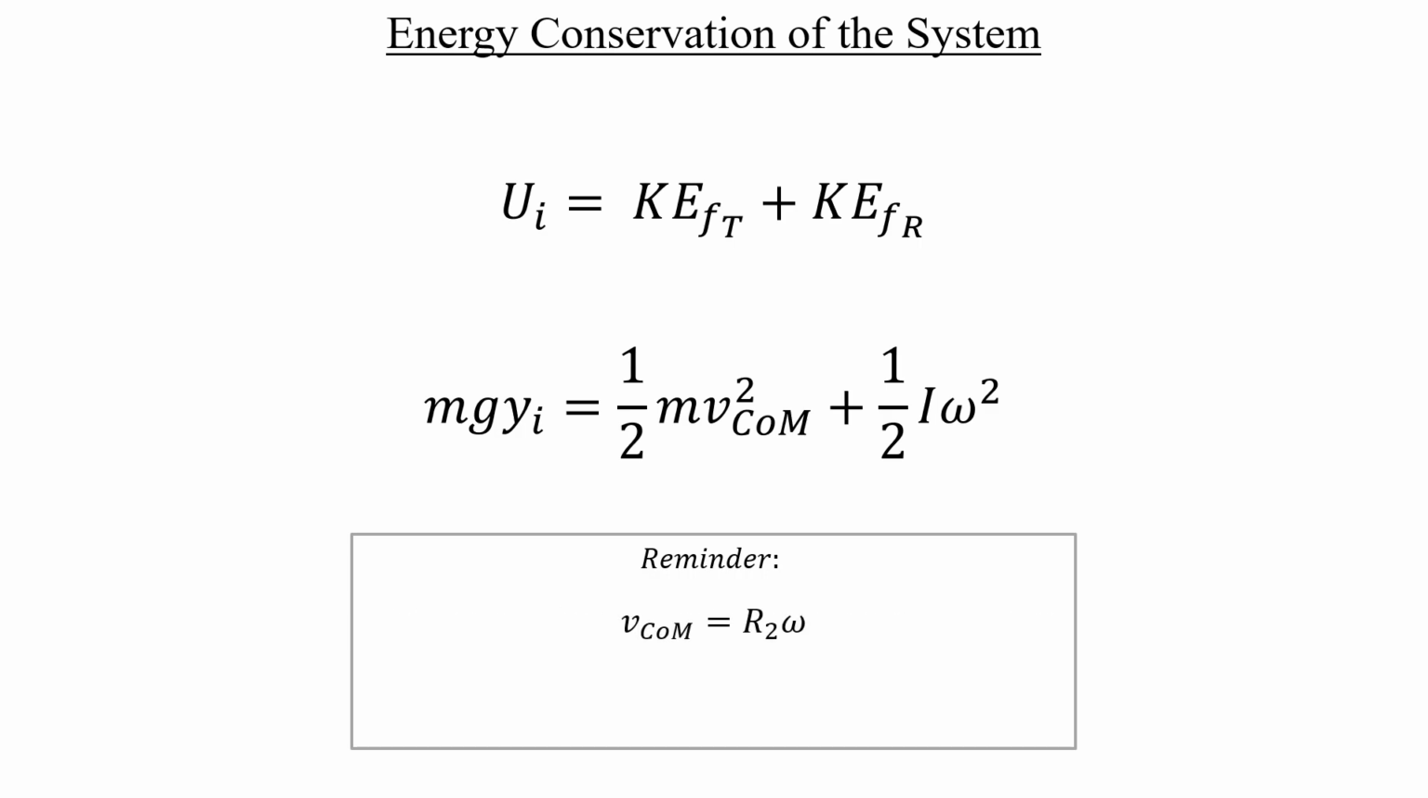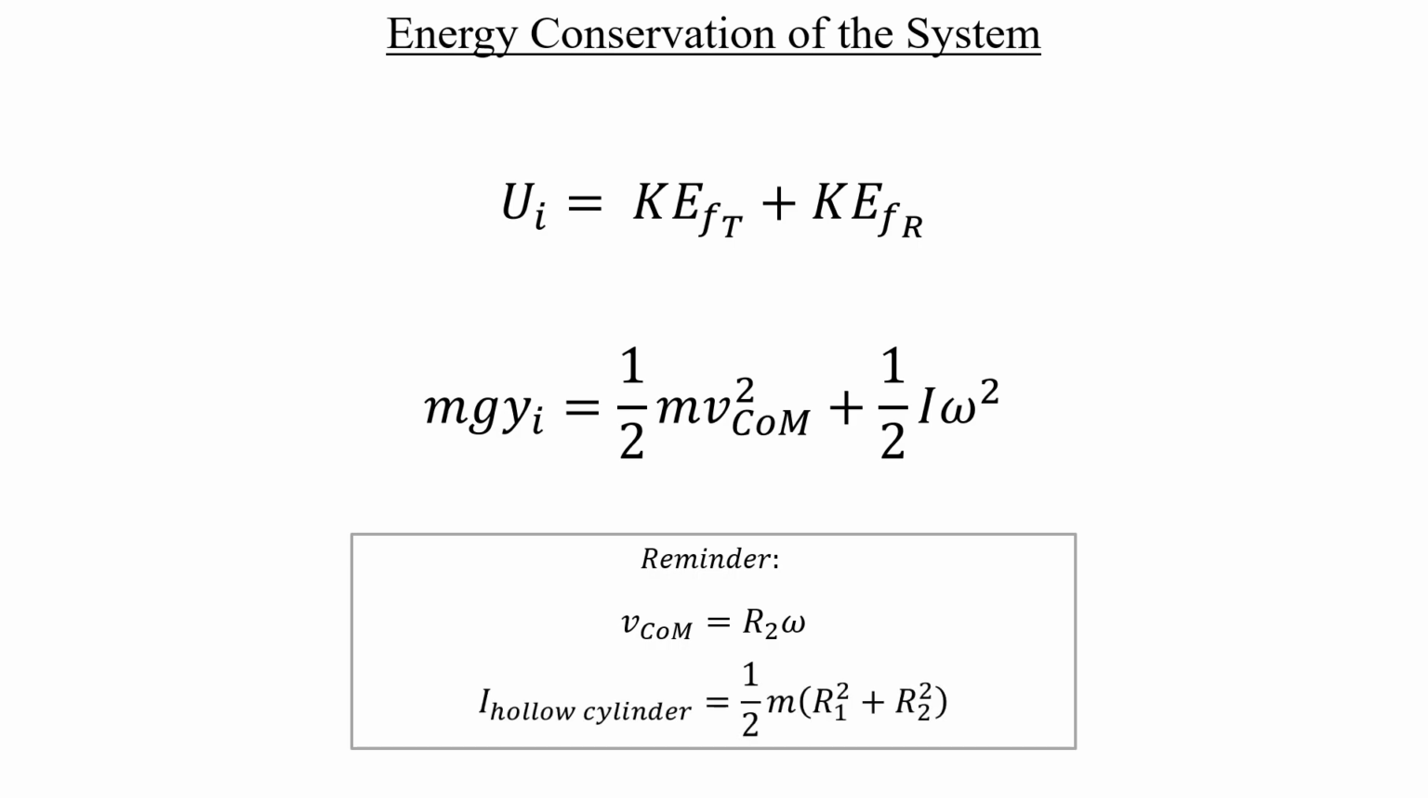Also, the moment of inertia expression for a regular disk won't work here. We don't have a single radius. Instead, we have 2. So a more appropriate expression would be the moment of inertia of a hollow cylinder.